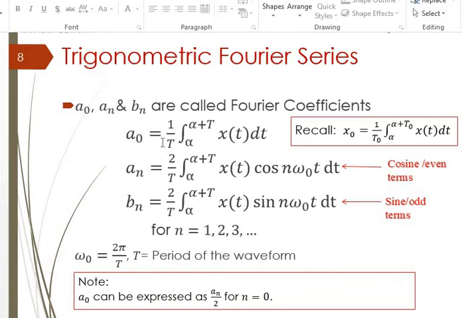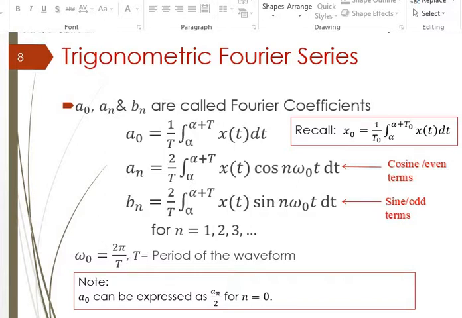Okay, this is the formula for the trigonometric Fourier series. For a naught you have 1 over T times the integral of x(t) dt. For a n you have 2 over T times the integral of x(t) cos n omega naught t dt. For b n you have 2 over T times the integral of x(t) sin n omega naught t dt. Take note that omega naught is equal to 2 pi over T.